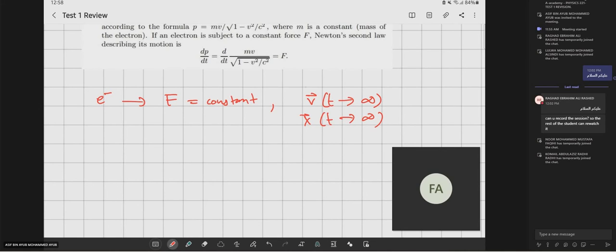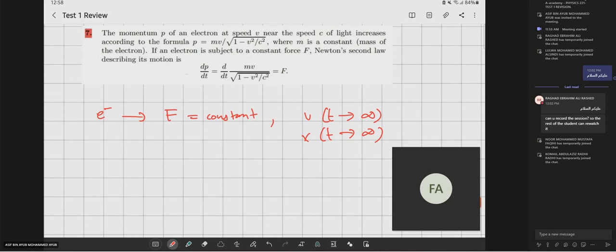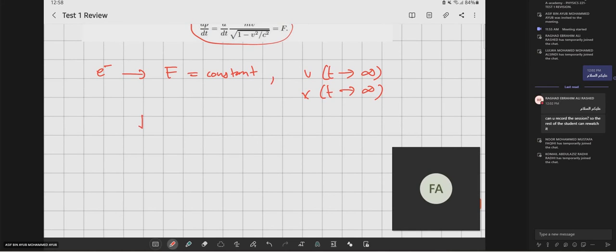Well, these are not vectors because they're in 1D, so you can remove the vector signs. Okay, so let's do this. They're giving you the expression itself. You just have to solve for v. So I'm given F equals d by dt of mv over square root of 1 minus v squared over c squared.